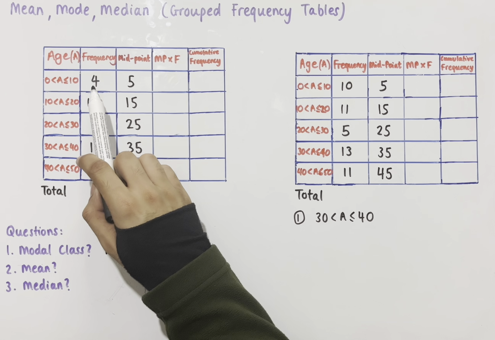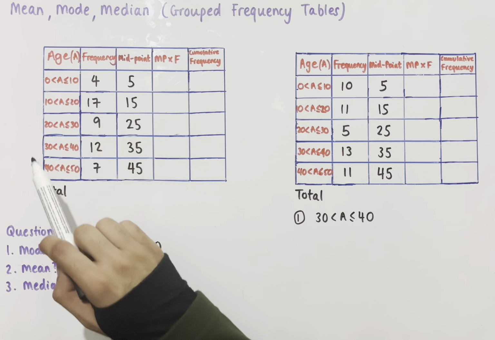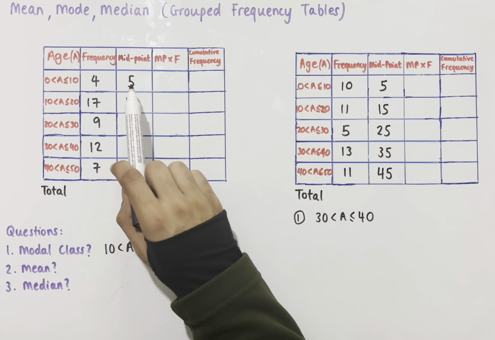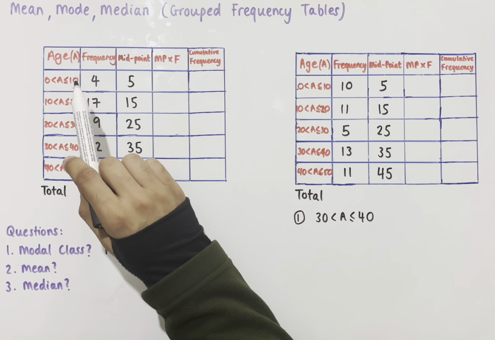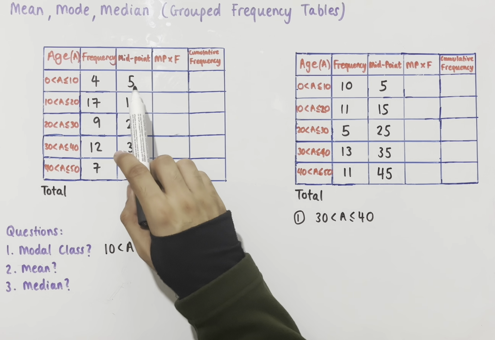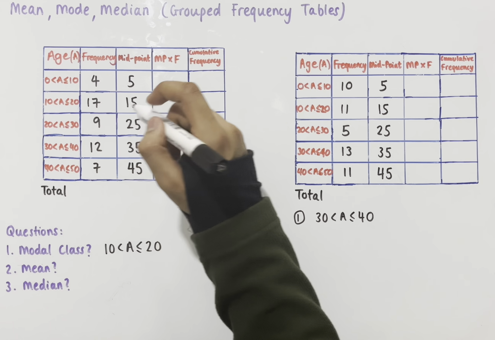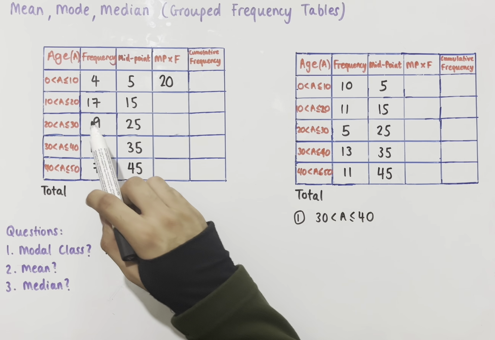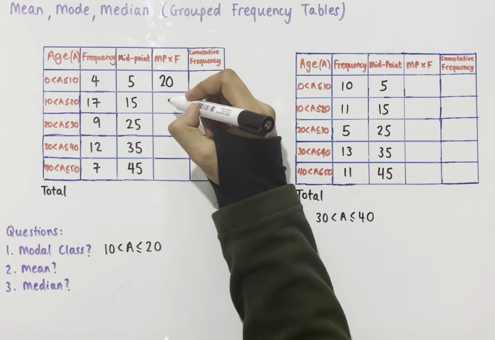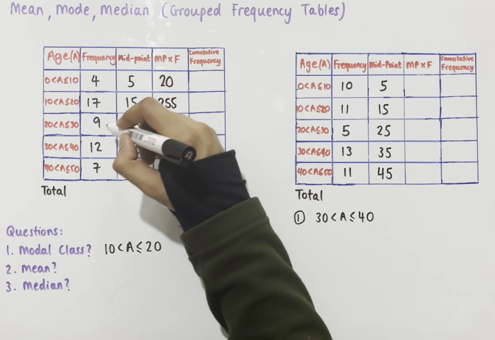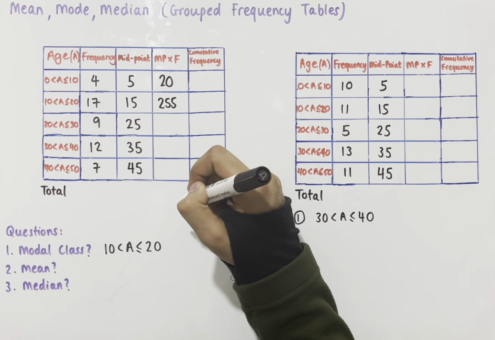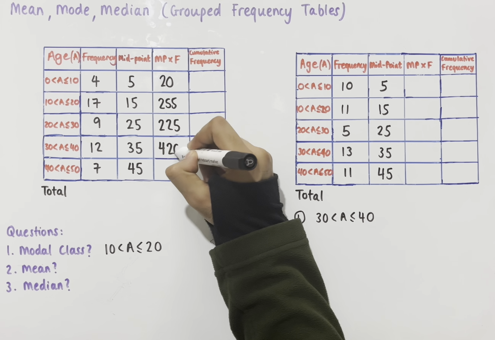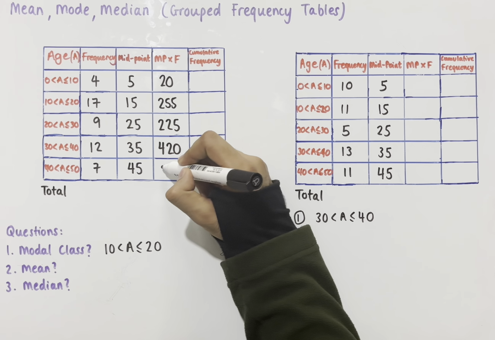We have 4 people that are aged between 0 and 10, and so to estimate, we're going to say that those 4 people have an age of 5 on average, and so 4 times 5 gives us the total age for that class. So 4 times 5 gives us 20. Then to work out the total age for the next class, we would do 17 times 15, which is 255. And then the next class would be 9 times 25, which is 225. And then 420, and then 315.